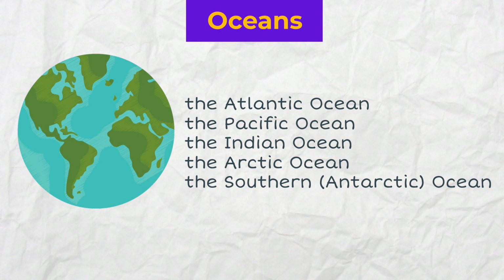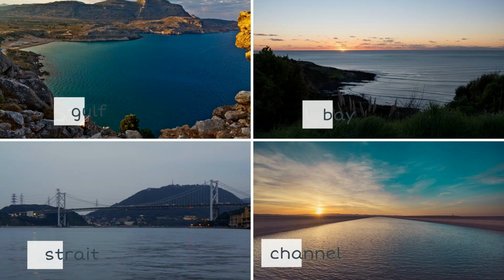So now on the map you can see the Atlantic Ocean, the Pacific Ocean, the Indian Ocean and the Arctic Ocean. However, most countries, including the United States, now recognize the Southern or Antarctic as the 5th ocean. The names of oceans and seas take the definite article.